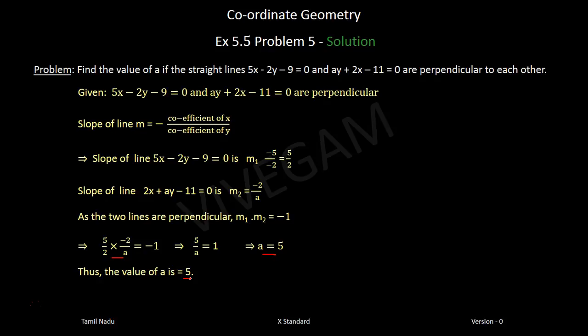Okay, it's very simple. Find the slope of the line. But before that, in this case, they have given the equation in the standard form. If they are not given in standard form, convert them into the standard form. Find the slope of the lines, multiply their slopes and equate it to minus 1. Solve them and get the value of A.